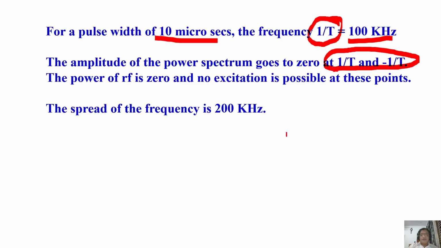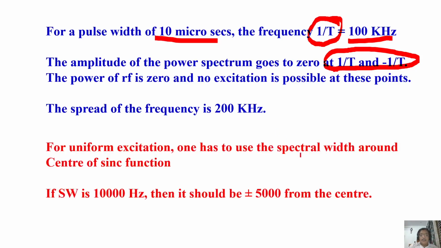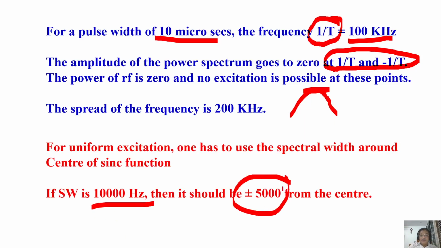When the RF power is 0, as in the sinc function I showed you, at the zero crossing there is no excitation possible. So your spread of the frequency should be such that it is uniform at the center of the power spectrum. So if a spectral width is, let's say, 10,000, it should be plus or minus 5,000 from the center of this power spectrum. Then you will get uniform excitation.